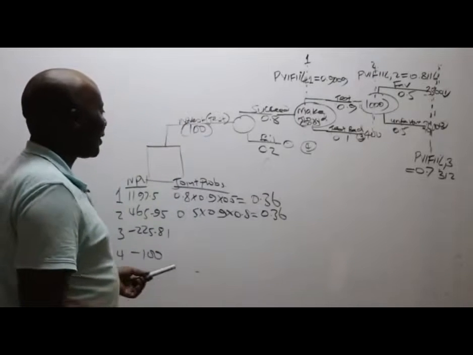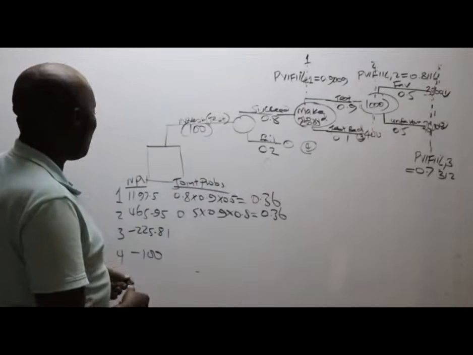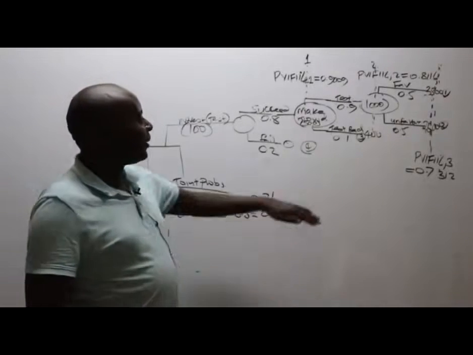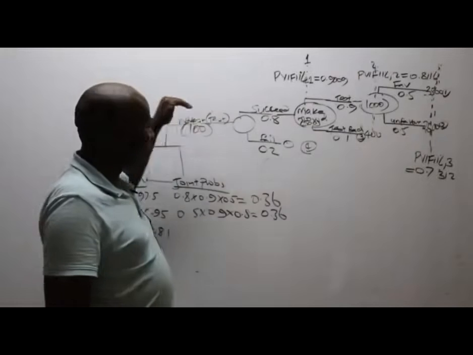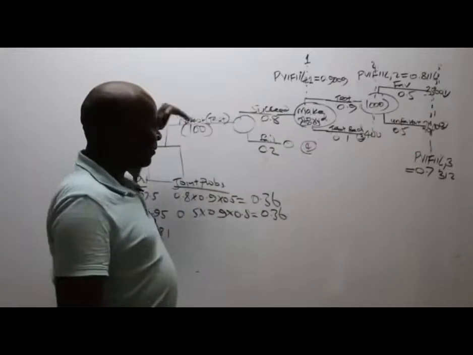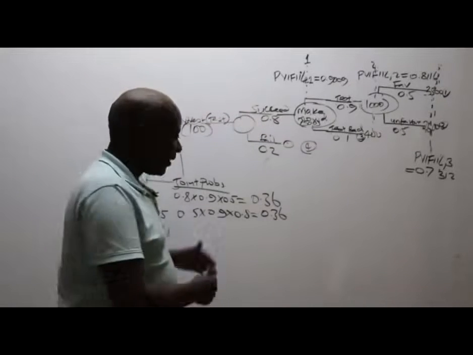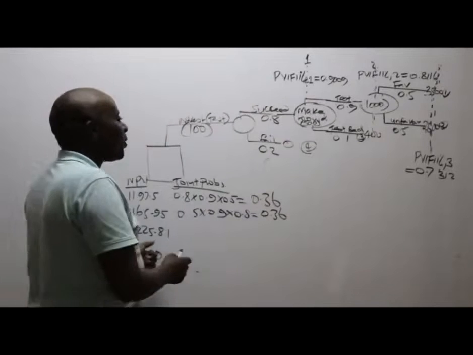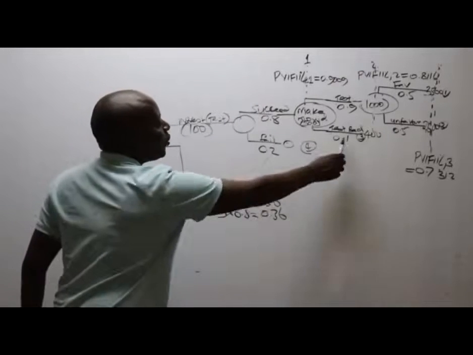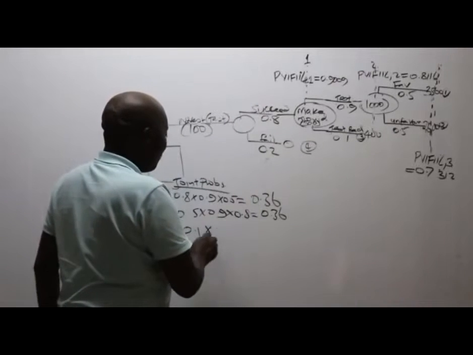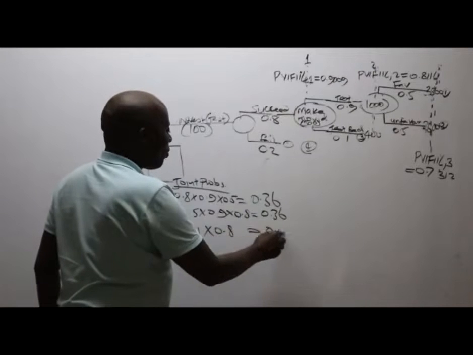You're dancing, right? So could you kindly go to branch number 3? Is there somebody who can see branch number 3 very well? For branch number 3, this is what I'm seeing, 0.1 and 0.8, which will give us 0.08.